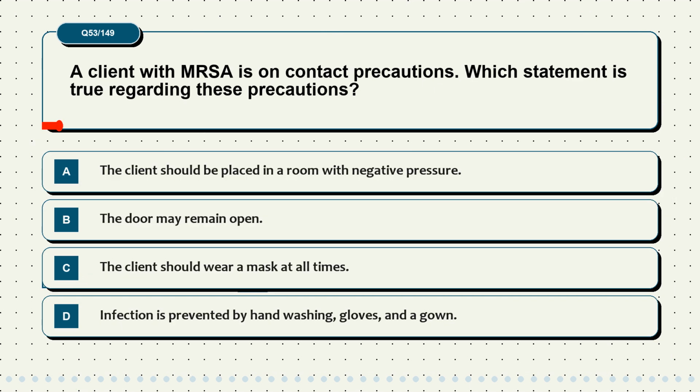Question 53. A client with MRSA is on contact precautions. Which statement is true regarding these precautions? Here are the options. Option A, the client should be placed in a room with negative pressure. Option B, the door may remain open. Option C, the client should wear a mask at all times. Option D, infection is prevented by hand washing, gloves, and a gown.